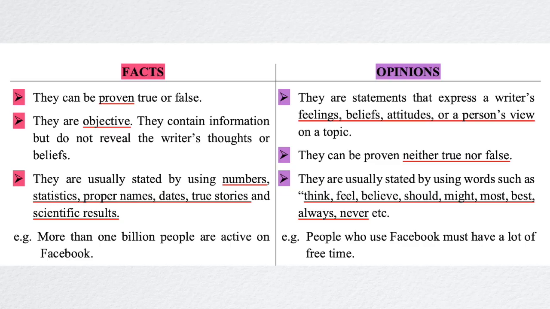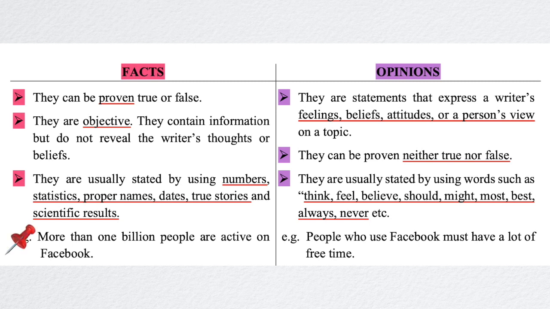The ability to distinguish between fact and opinion helps students develop their critical and analytical skills in both their reading and listening. Whether a statement is a fact or an opinion depends on the validity of the statement. A fact generally refers to something that is true and can be verified as such. That is, a fact is something that can be proven to be true. And facts are usually stated by using numbers, statistics, proper names, dates, true stories, and scientific results.